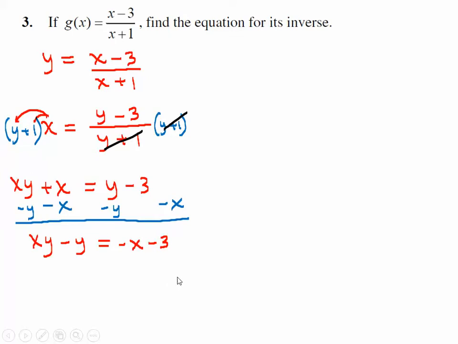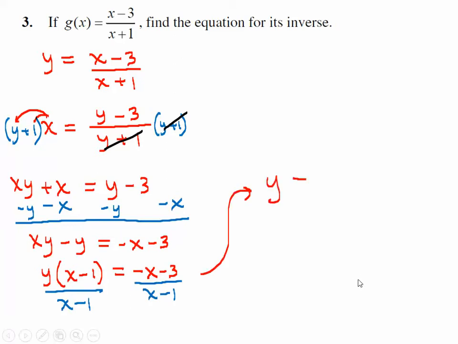Okay, how do we solve for y? Factor out the y. You've got y in here, y in there, which makes leftovers of x minus 1. And final answer, divide through by x minus 1. And voila, I have y equals negative x minus 3 over x minus 1. Again, it could be negative 3 minus x on top too, it doesn't matter.